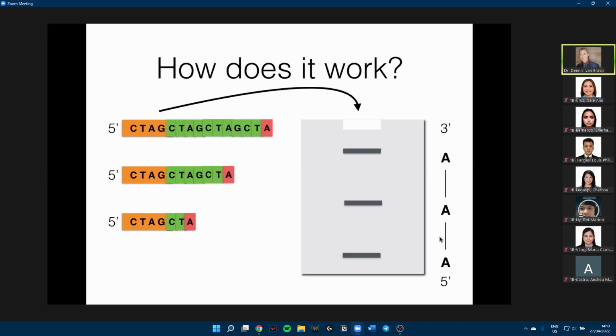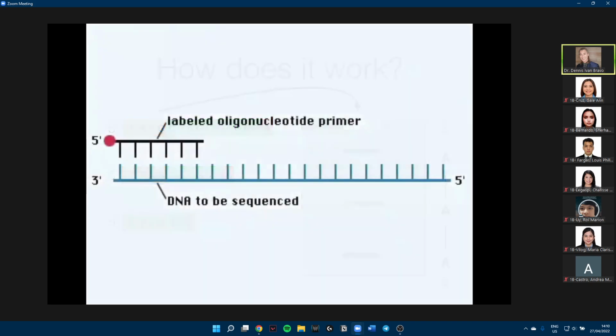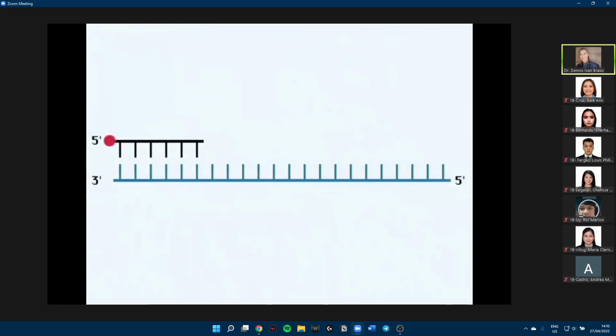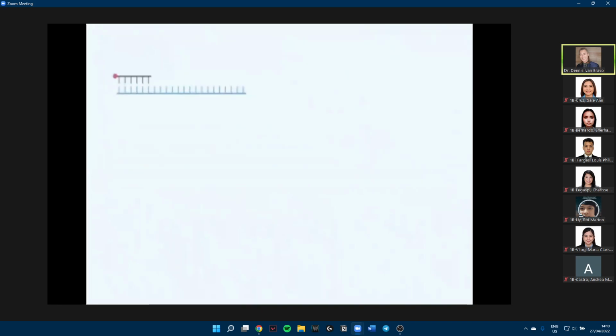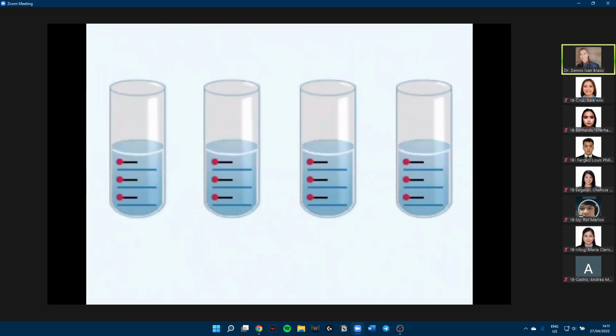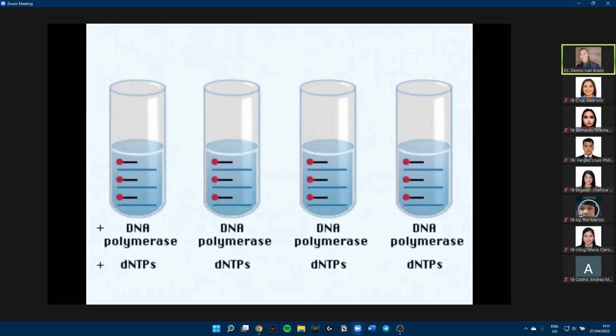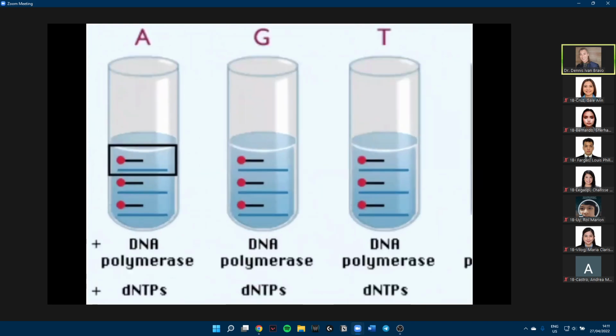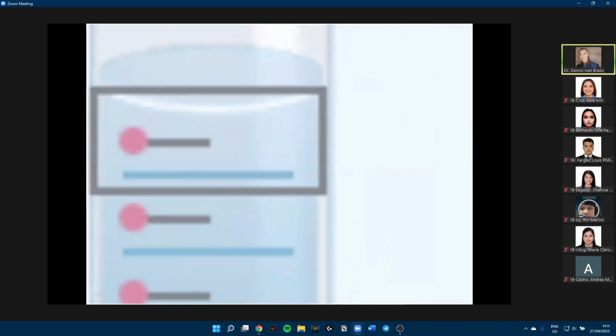This is where the 3 other test tubes will come in. So like what I said, it requires a DNA template, a primer, and this is run on 4 separate reactions. The first test tube, all the test tubes actually will contain the requirements, dNTPs and DNA polymerase. One test tube will have a chain terminator for A, a G, a T, and a C. Let's go to the one with the chain terminator for A, like in our earlier example.